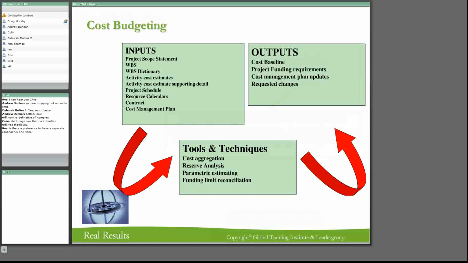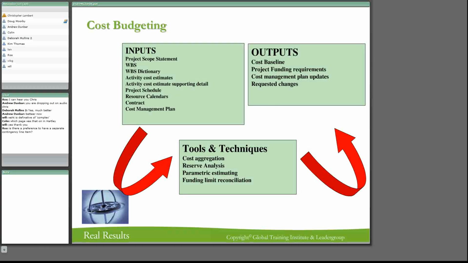Now here come the outputs. What you want to get out of here is a cost baseline. Right? You want to be able to measure the cost baseline. So the budget is a guide. Somebody said it's a big stick. It's not a big stick. It's a guide to make sure that you're going to keep on track with your project cost. Right? The project funding requirements and the cost management plan updates, and how you're going to manage requested changes. Those requested changes will come in there.